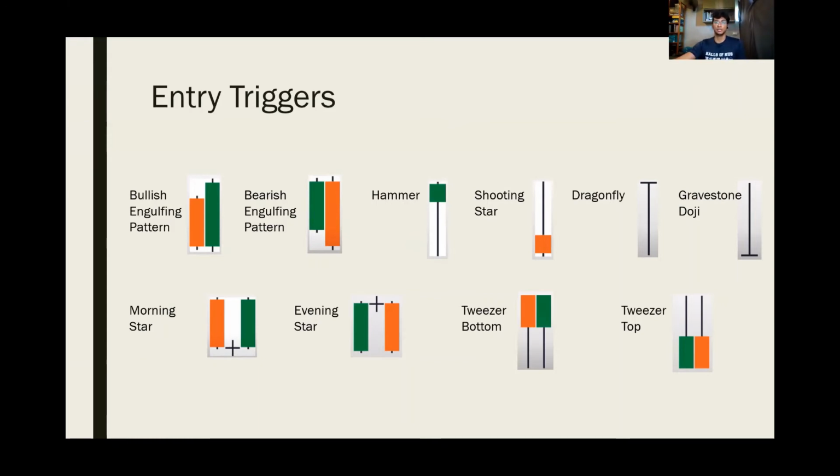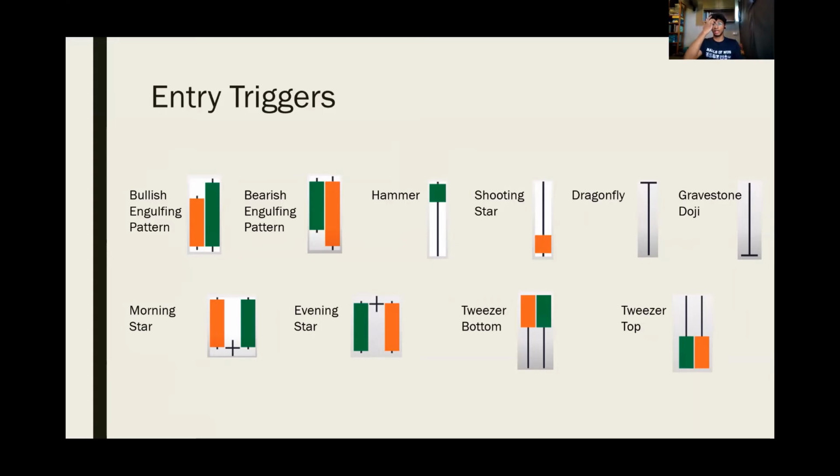So there are many other patterns available. Some of the rest are displayed here, such as the shooting star, where it's essentially the exact opposite of a hammer and signifies a rejection of higher prices. So this is a bearish trigger as well.